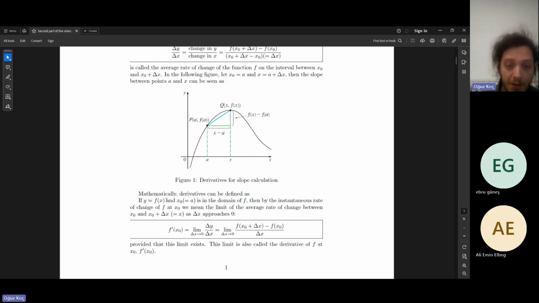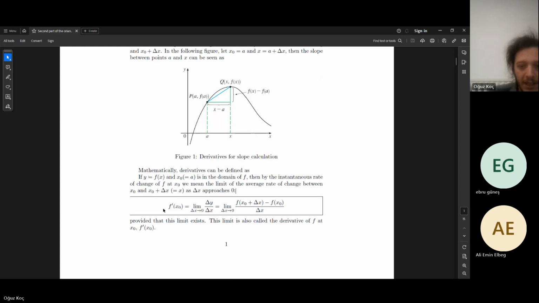If y equals f of x and x0, which is equal to a in our example figure, is in the domain of f, then by the instantaneous rate of change of f at x0, we mean the limit of the average rate of change between x0 and x0 plus delta x as delta x approaches 0. And this is the mathematical definition or description of the derivative of f at point x0.